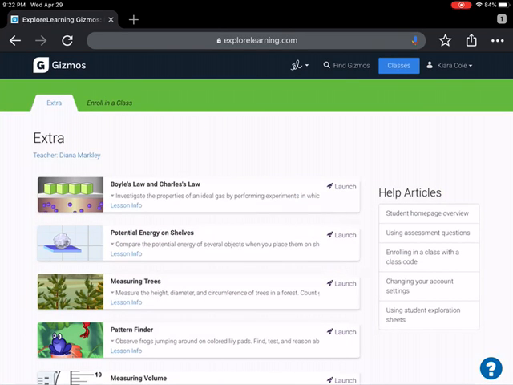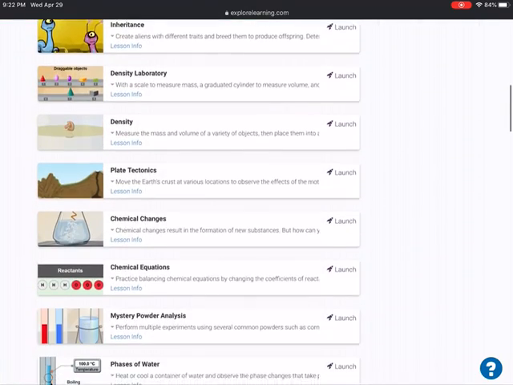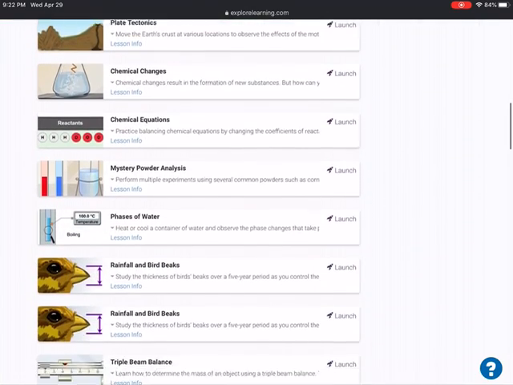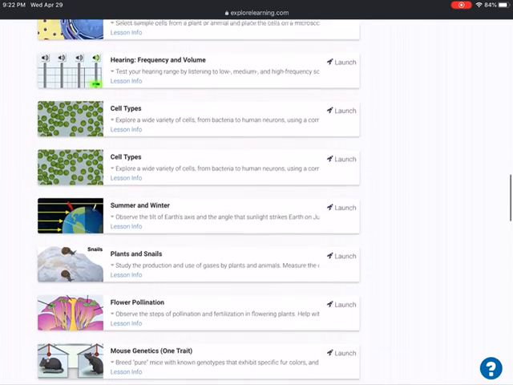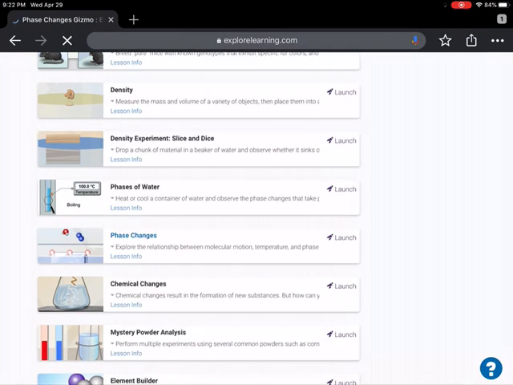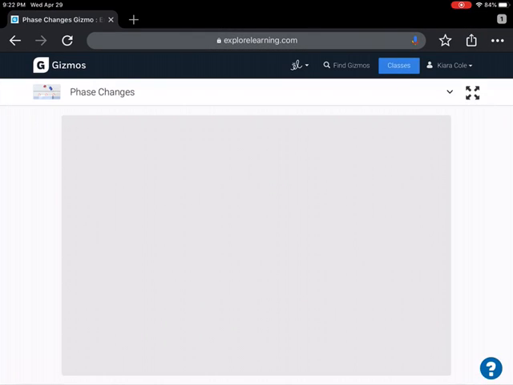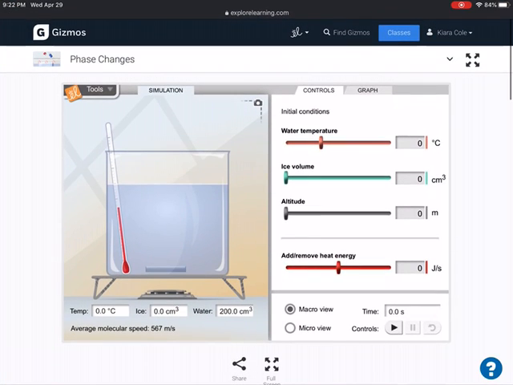All right. So we are looking for the Phase Change Gizmo, which I did add, but we'll see if it actually is listed here. Phase change, where are you? It should be right at the top. Oh, here it is. Phase Changes, right here. So if you have gotten this far, congratulations. You have found yourself in today's Gizmo.